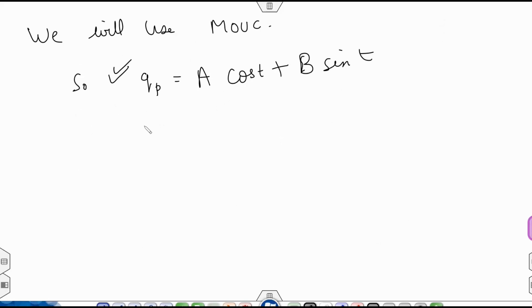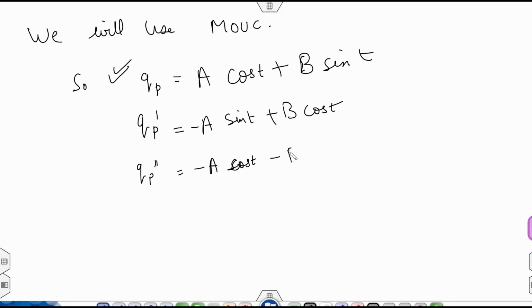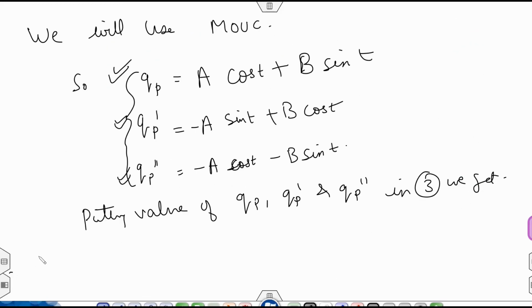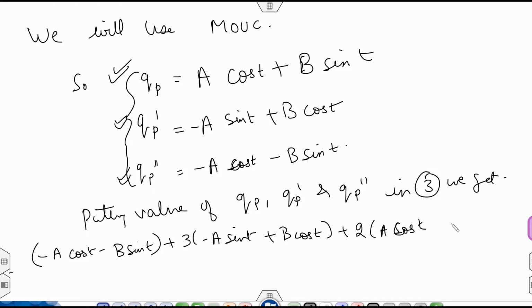Now you will find Qp dash and Qp double dash. Here your Qp dash is minus A sin t plus B cos t, and here your Qp double dash is minus A cos of t minus B sin of t. Now you already know that you have to put all these values in equation number 3. So I'll just write it down. I'm getting minus A cos of t minus B sin of t plus 3 times minus A sin of t plus B cos of t, plus 2 times A cos of t plus B sin of t, is equal to cos of t.